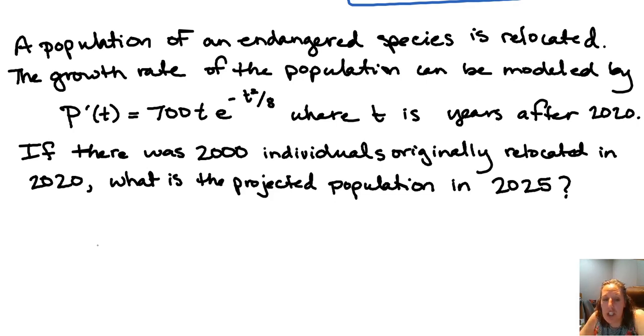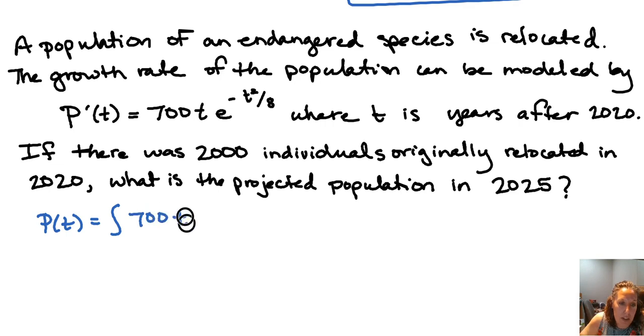So this one's actually got a two-part problem. The first thing we need to do is exactly what we did on the previous one and find our population function, and then we'll figure out what it's going to be in 2025. So the first thing we need to do is find our p of t. So we're going to take the integral of our p prime, 700 times t e to the negative t squared over 8 dt.